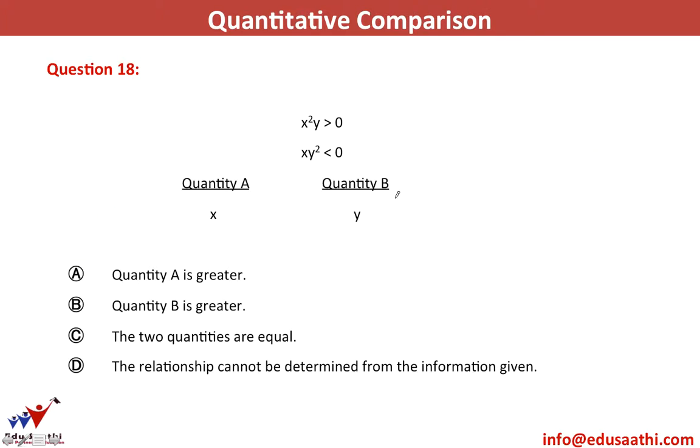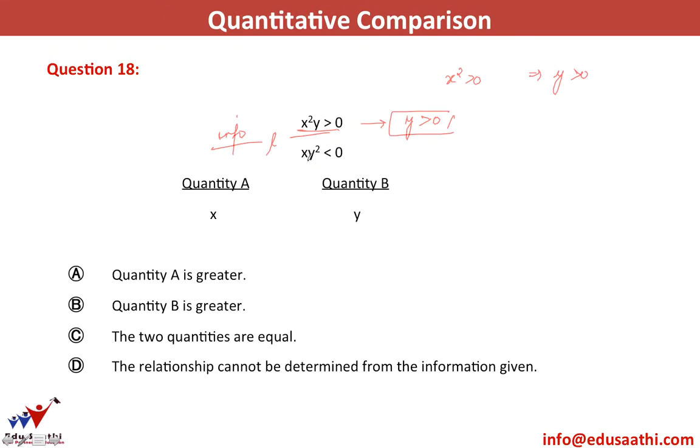The next question is, now the first information which is given to me states x square into y is greater than 0, positive. Now x square I know will always be positive because square of a number is always positive. This implies y has to be positive. So what does this mean? From this case I get that y is positive.